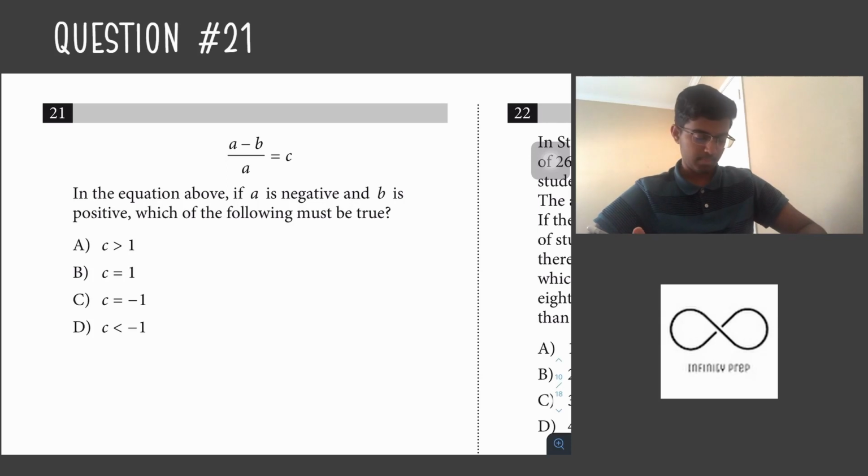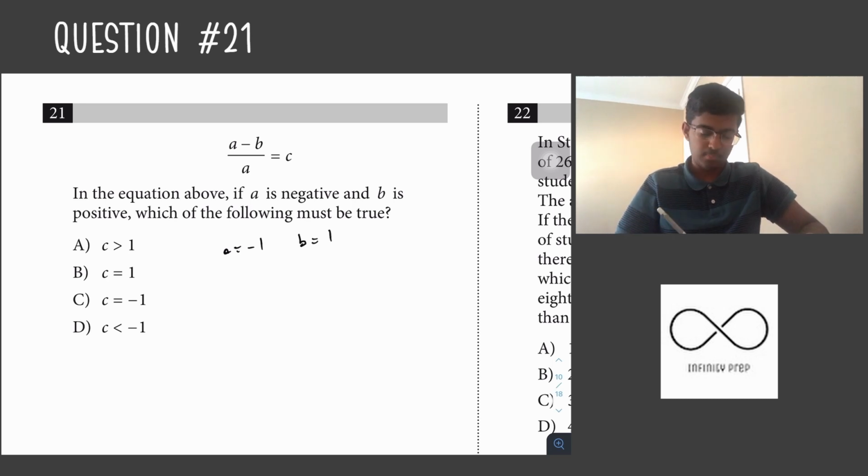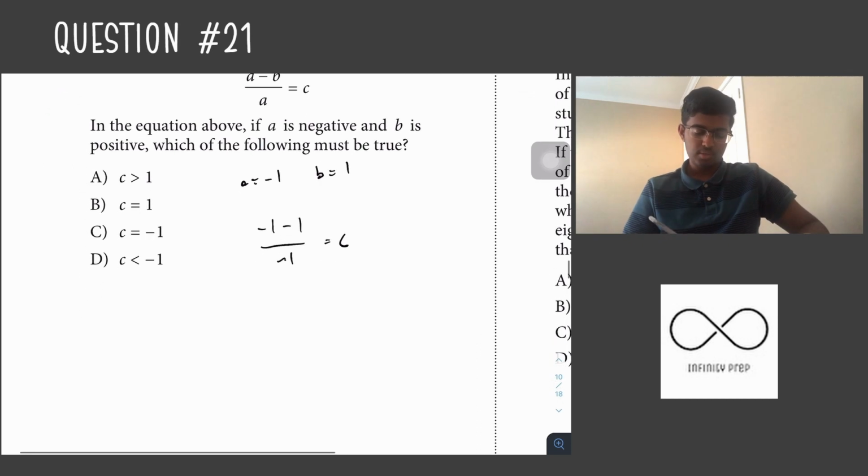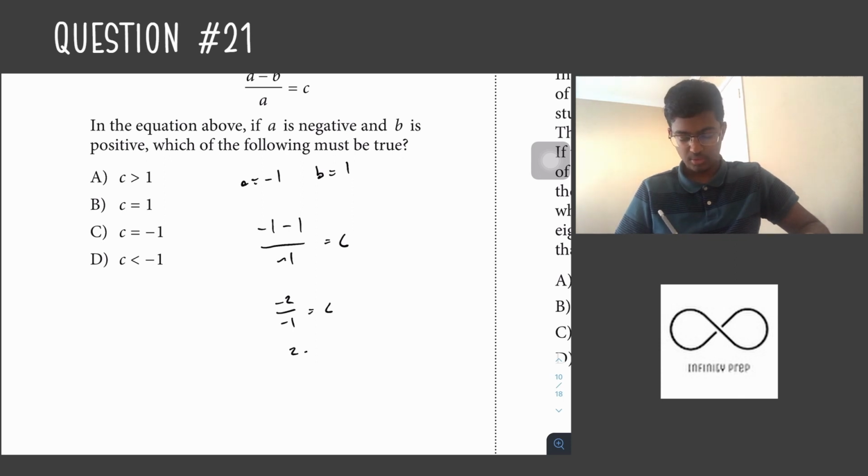Question number 21. In the equation above, if A is negative and B is positive, which of the following must be true? To answer this question, let's plug in numbers for A and B, which fit with A is negative and B is positive. Let's say A is equal to -1 and B is equal to 1. So the equation would become -1 minus 1 over -1 equal to C. So if we do this, we get -2 over -1 equals C, and 2 is equal to C.